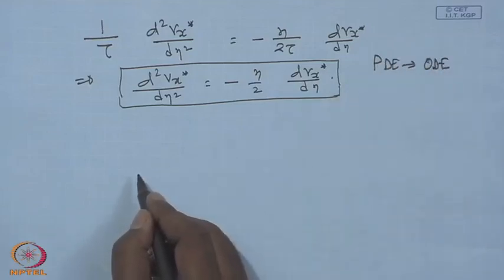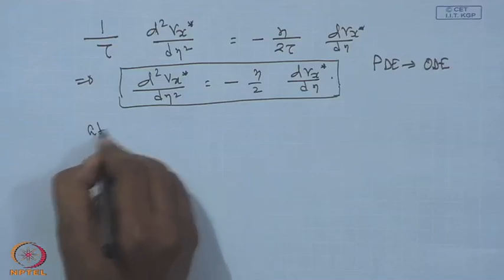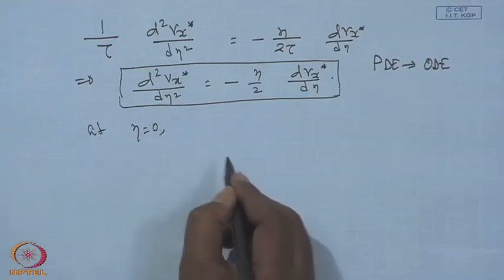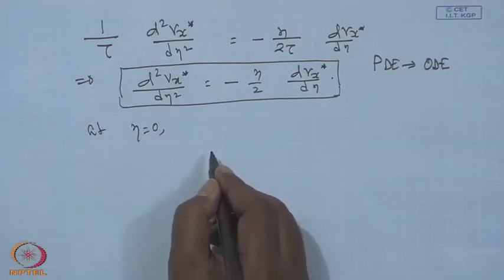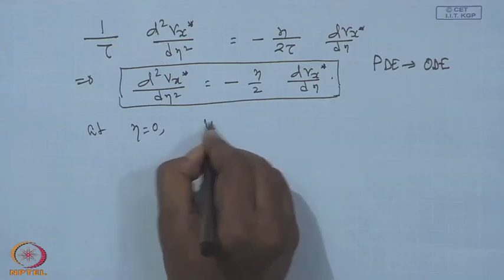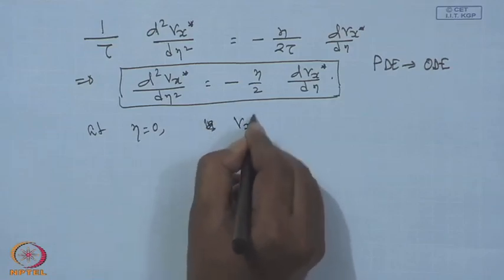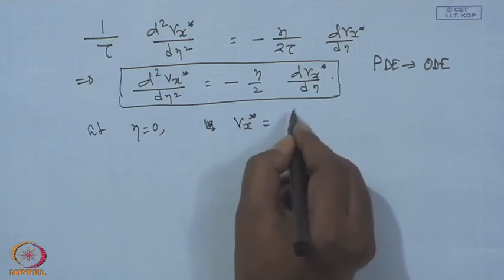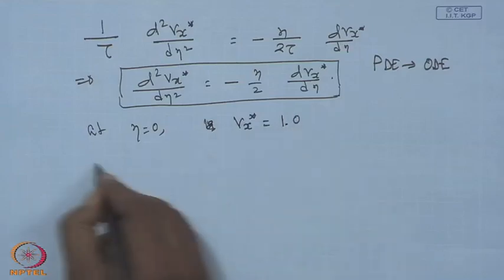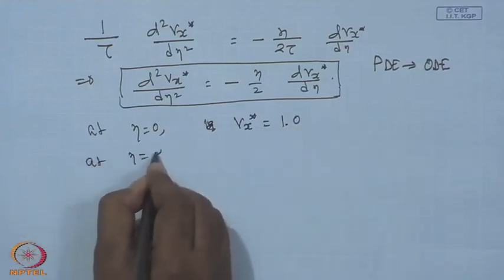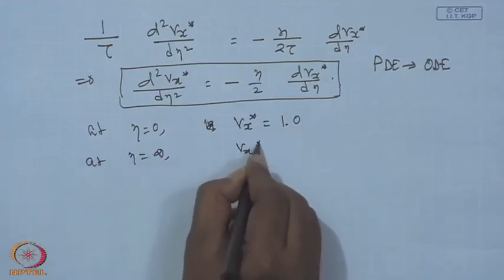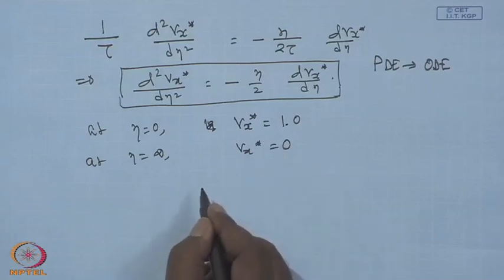Let us set up the non-dimensional boundary conditions in terms of eta. At y star is equal to 0, that means at eta is equal to 0, your v x was equal to u naught. So, it will be v x star is equal to 1, and at eta equal to infinity, your v x star is equal to 0. Now, this problem can easily be solved.